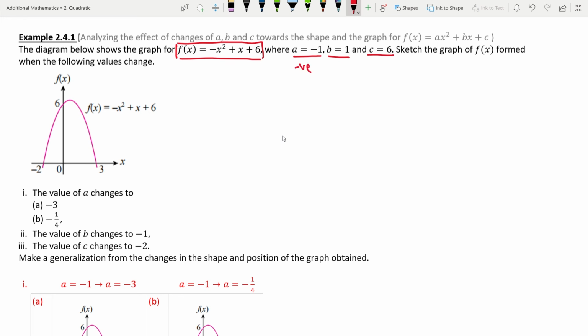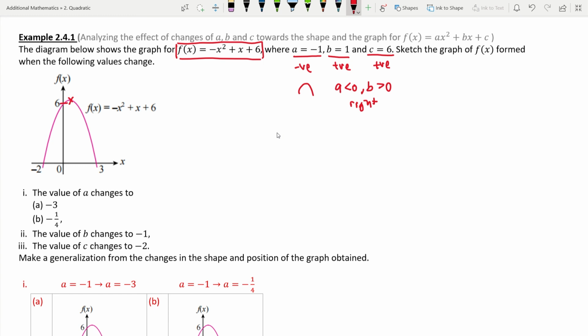Our a is a negative value, b is a positive value, and c is a positive value. We apply the knowledge that we learned just now. A is a negative value, which indicates that it is a crying curve. When a is less than 0 and b is more than 0, the vertex of the curve is at the right side. And c is a positive value, c is our y-intercept, hence the curve cuts the y-axis at 6. We also get extra information from the diagram, that is, our x-intercepts are negative 2 and 3.